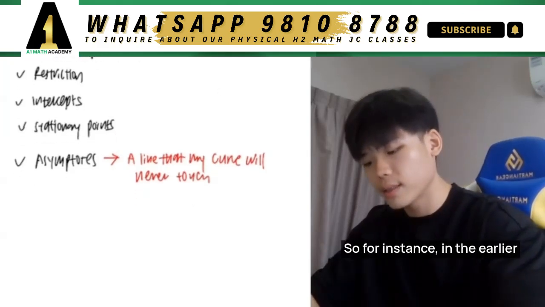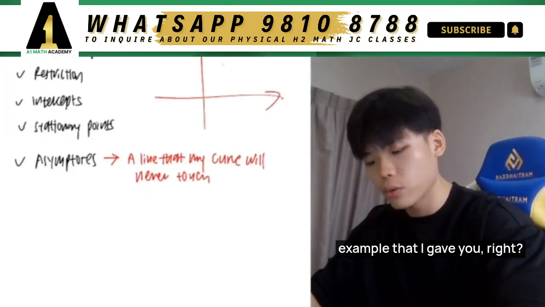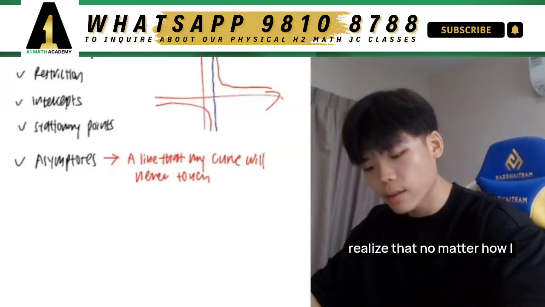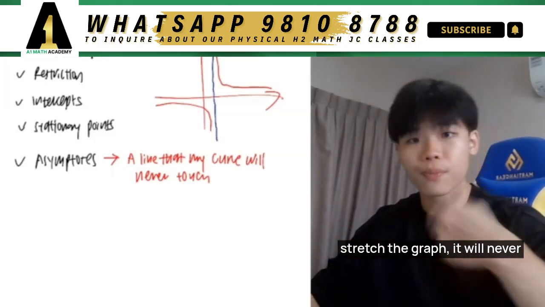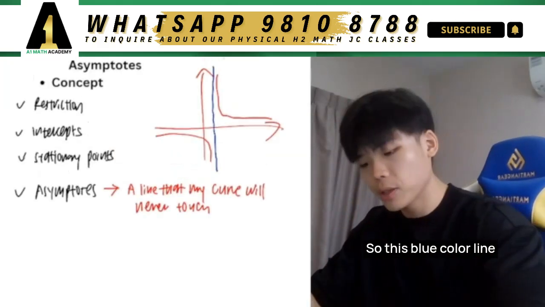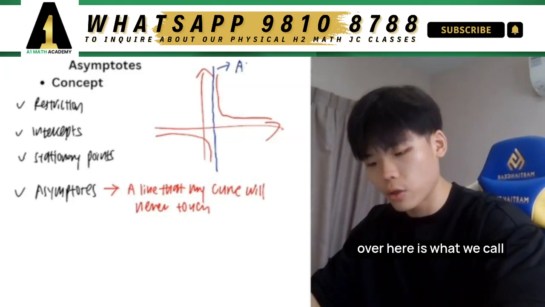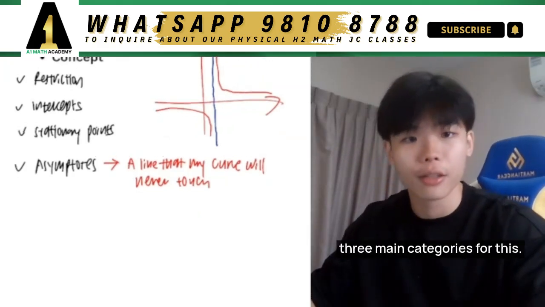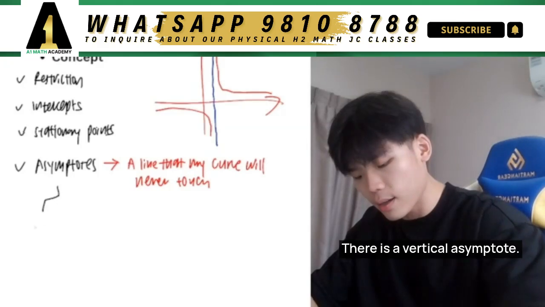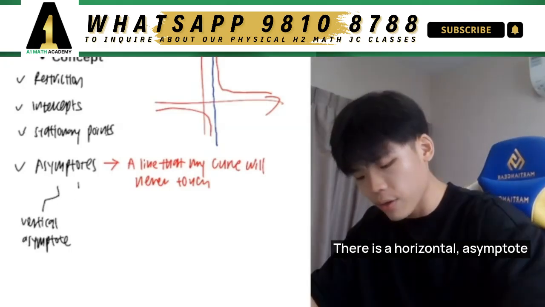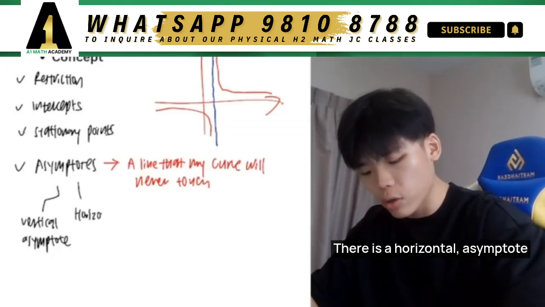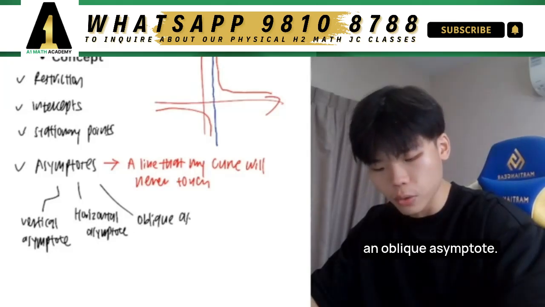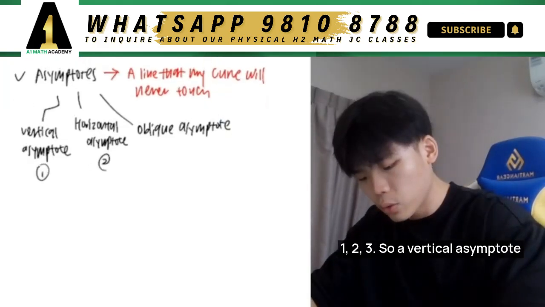So for instance, in the earlier example that I gave you, remember the reciprocal graph that I drew. You realize that no matter how I stretch the graph, it will never touch the blue color line. So this blue color line over here is what we call our asymptote. And for asymptotes, there are three main categories: a vertical asymptote, a horizontal asymptote, and an oblique asymptote. Three kinds. One, two, three.